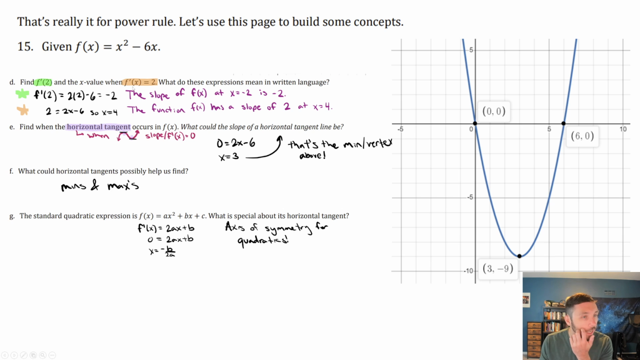If I wanted to do the opposite, figure out when the slope is exactly 2, I would set my derivative equal to 2 and then solve for x. So at an x value of 4, my slope is 2. Here's an x value of 4. Yeah, that looks like a slope of 2, up 2, right 1. So at this x value of 4, my slope is 2. And then my slope at 2 is negative 2.